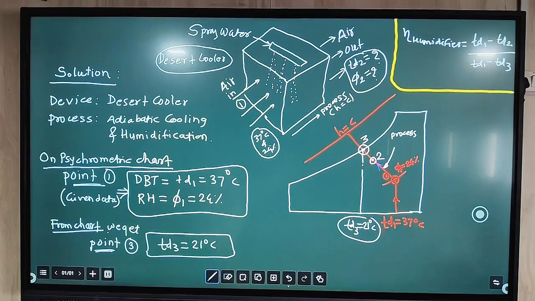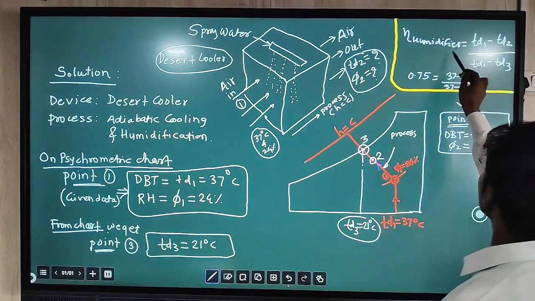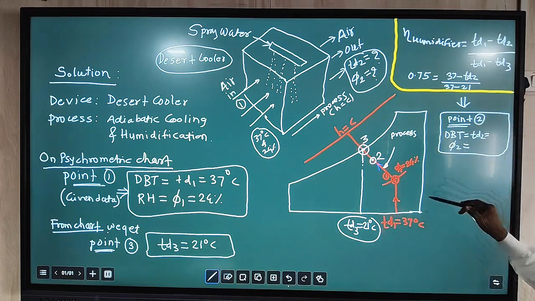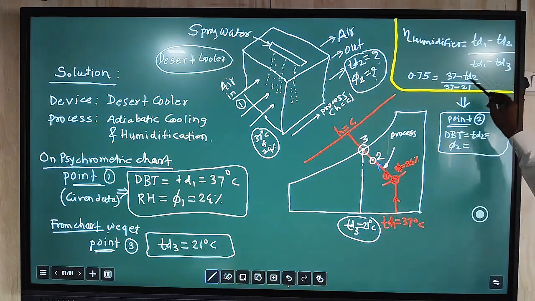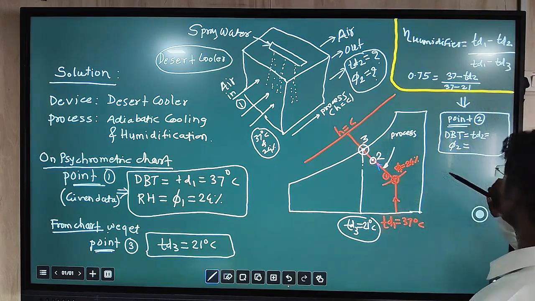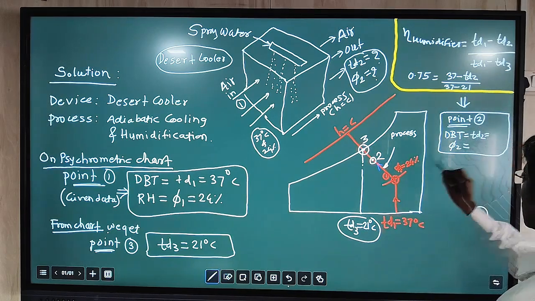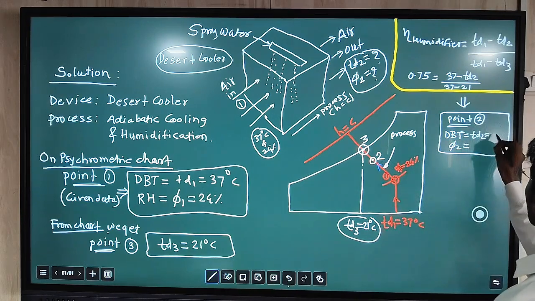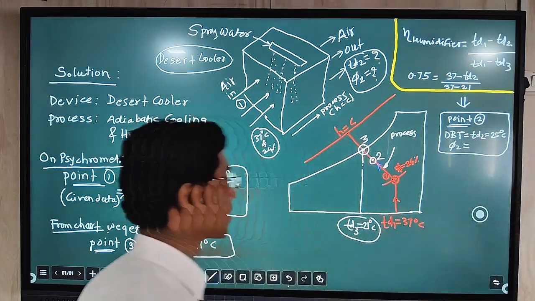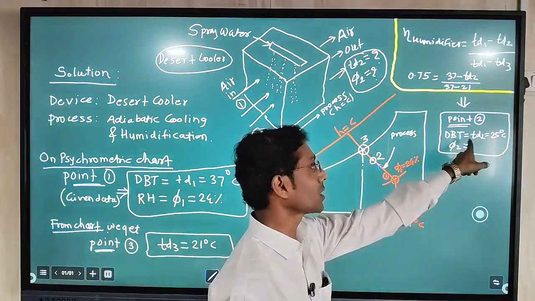So putting the values here, we are given humidifier efficiency 0.75, TD1 temperature is 37, TD2 we have to calculate, TD1 37 minus TD3 obtained from this chart, that is 21. So doing this calculation, we find the TD2 temperature, that is the outlet air dry bulb temperature, 25 degree Celsius. Now in the numerical, we are asked to mention the outlet condition.